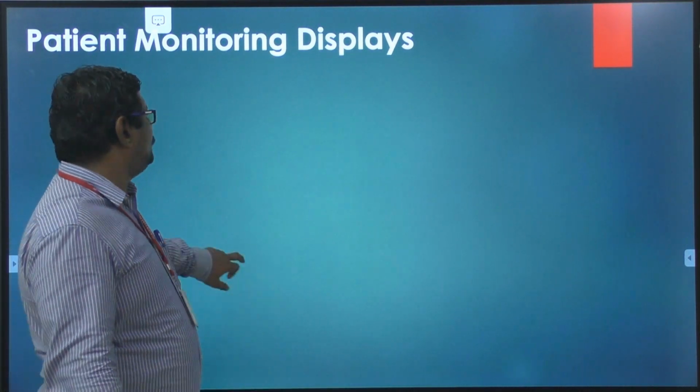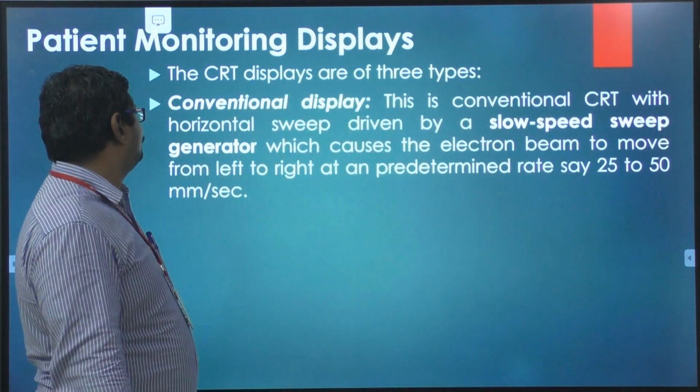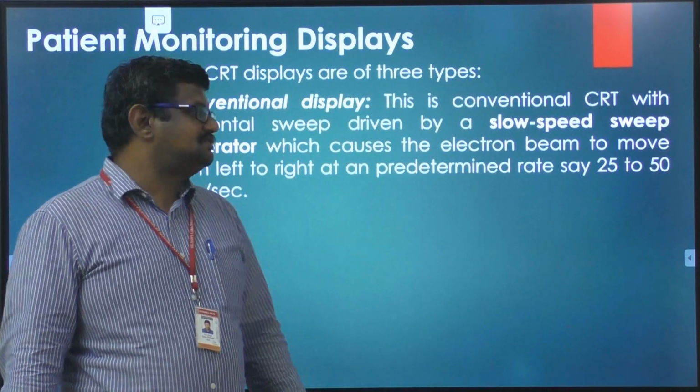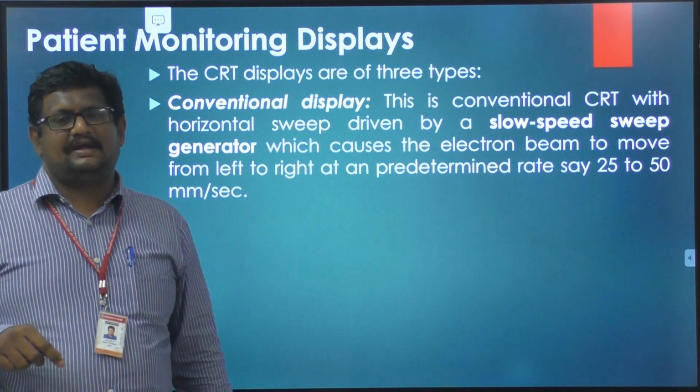Everything is being displayed on a CRT screen only. Let us see what they are. The CRT displays are of 3 types. That is conventional displays. Conventional displays means horizontal sweep. What is the sweep? Something to display any signal.